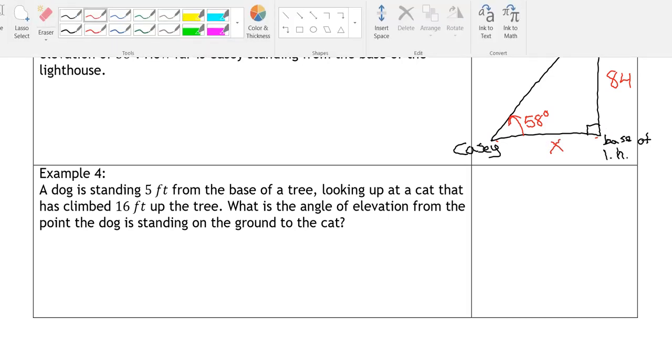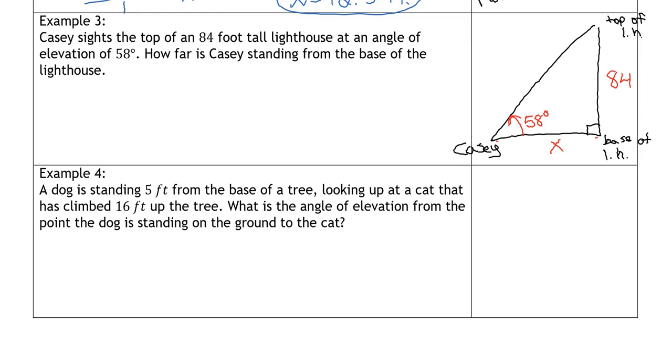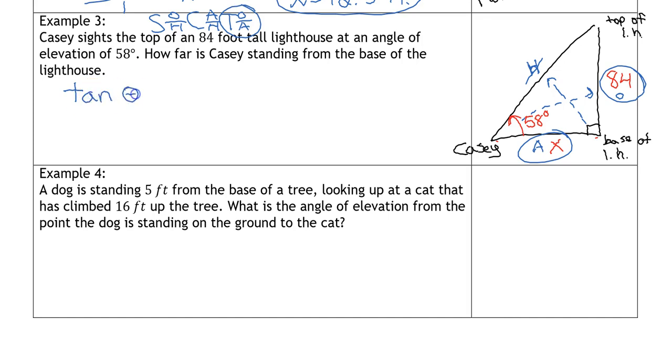All right, labeling my sides. I have my hypotenuse, the opposite side and the adjacent side. Those are the two that I want to use. So again, looking at SOH CAH TOA. I have an O and an A, so I'm going to be using tangent. Tangent of theta equals O over A. So tangent of 58 degrees equals 84 over x.